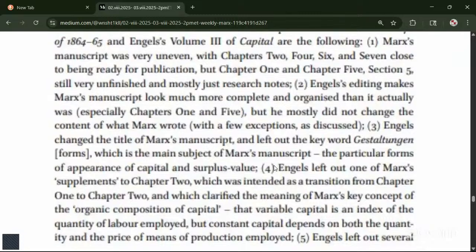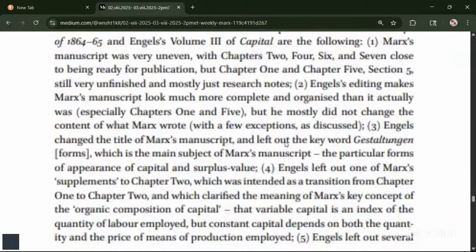Number four, Engels left out one of Marx's supplements to chapter 2, which was intended as a transition from chapter 1 to chapter 2, and which clarified the meaning of Marx's key concept of, yes, the organic composition of capital, that variable capital is an index of the quantity of labor employed, but constant capital depends on both the quantity and the price of means of production employed.